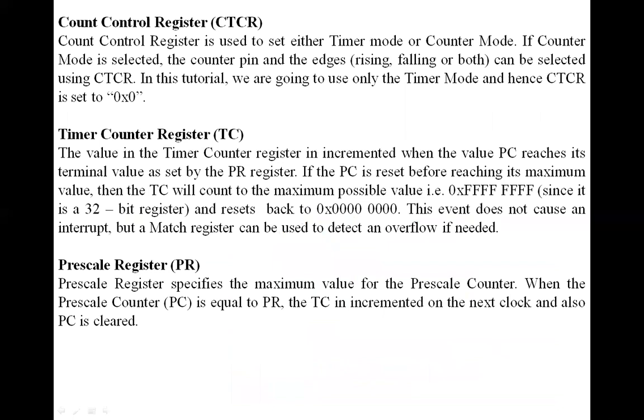Now, further registers are like this. Count control register, CTCR. The count control register is used to set either timer mode or counter mode. If counter mode is selected, the counter pin and edges, that is rising edge, falling edge, or both, can be selected using CTCR.